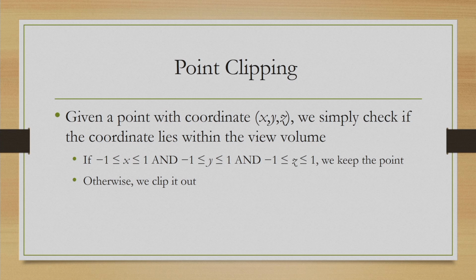Point clipping also we can extend. So, let us first talk about point clipping. Here we check for x, y and z. Earlier we were checking only for x and y, whether these values are within the range of the canonical volume. If that is so, then the point is to be kept, otherwise it is to be clipped out.